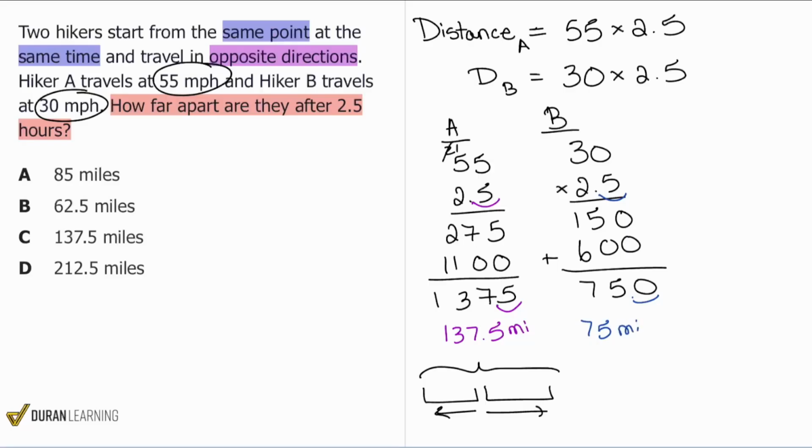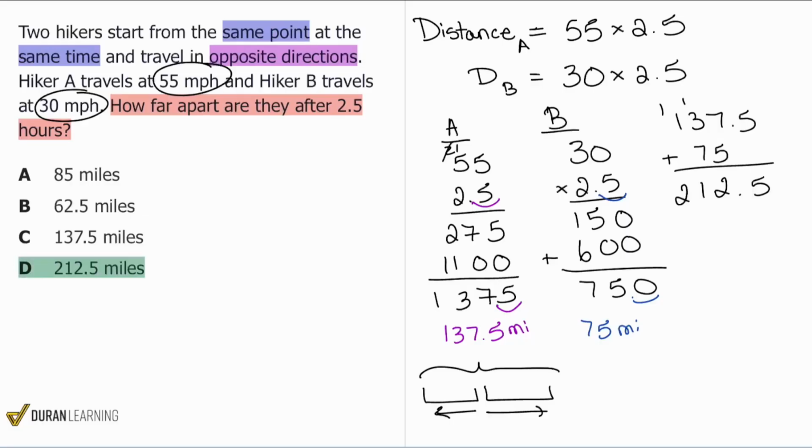And everyone, we said at the end, we would do what? Add them together. So we'll take the 137.5 along with the 75, lining it up, add it all together, and we'll have the 0.5 there at the end. 7 plus 5 is 12. 3 plus 7 is 10. Plus 1 is 11. And then we have that 2 right there. So from here, everybody, what is the total mileage? How far apart are they? We have 212.5, which is answer choice D.